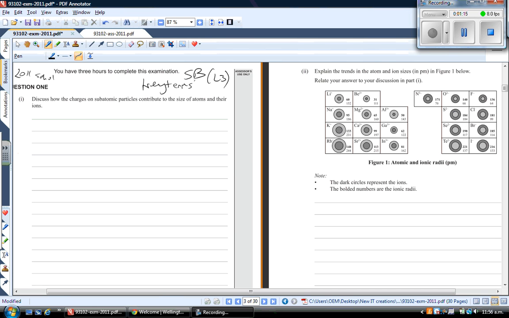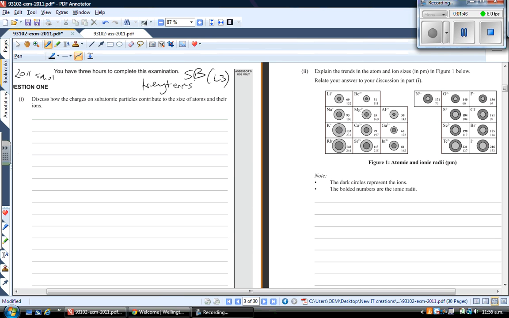Question 1, part 1: Discuss how the charges on subatomic particles contribute to the size of atoms and their ions. Now I know this is a part A of the question, and typically part A's tend not to be as involved as the part B's, which I learned from doing the first paper, the 2012 paper. So I'm just going to sketch down some key ideas here, and then we can take a look at the NCEA written answer, because there's a lot of text and I don't need to be writing it here. I just need to highlight the key terms and maybe give a bit of explanation.